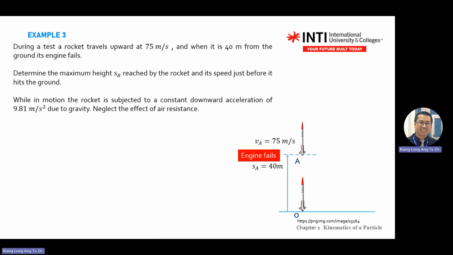So this rocket is launched at 75 meters per second. After it traveled 40 meters, the engine failed. Then it reached a point B. Engine failed, velocity continues to what? What happened to velocity? Slow down, right? When it reaches B, what is the velocity? 0. When it's 0, what happened to the rocket? Falls down. Then you need to find the velocity before it hit the ground.